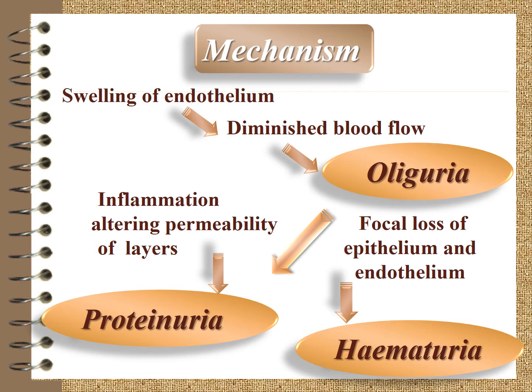The mechanisms underlying the urinary symptoms are the following. Swelling of the endothelium leads to diminished blood flow and reduction in urine. It is oliguria. Inflammation affecting permeability of layers leads to hematuria. It is escaping of red blood cells and also occurrence of red blood cell casts in urine. And focal loss of epithelium and endothelium also leads to loss of protein with urine, proteinuria, and loss of red blood cells, and also proteinaceous and red blood cell urinary casts in urine.